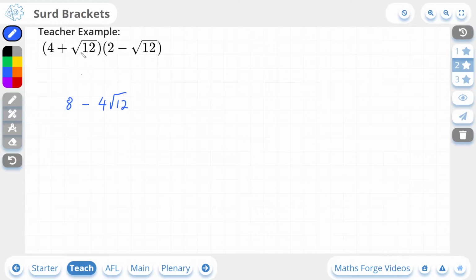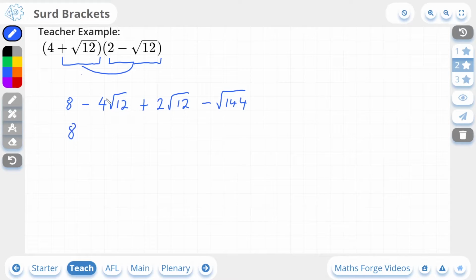And now we're going to do the same with the second term in the first bracket. So this positive root 12, we're going to multiply it onto every term in the second bracket. So we're going to have positive root 12 multiplied by 2, which is positive 2 root 12. And then we're going to have positive root 12 multiplied by negative root 12, which is going to give us negative root 144.